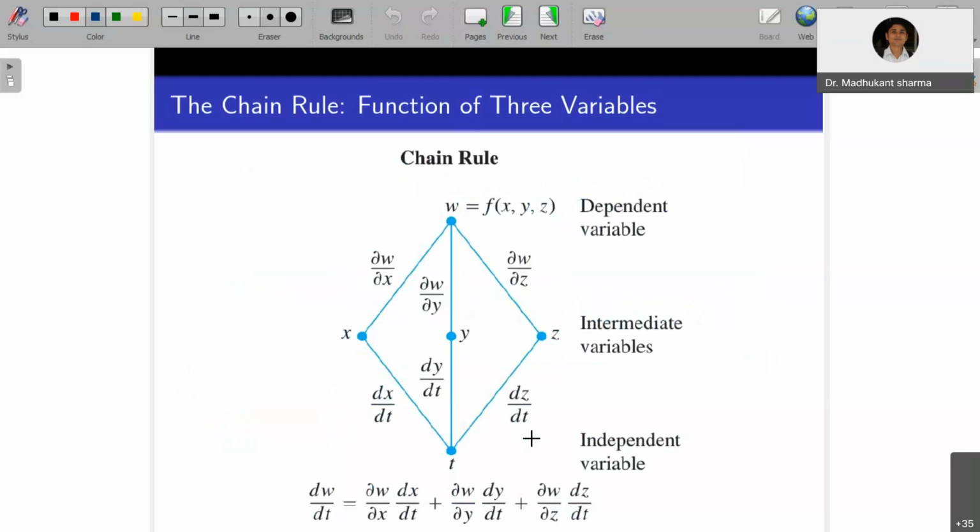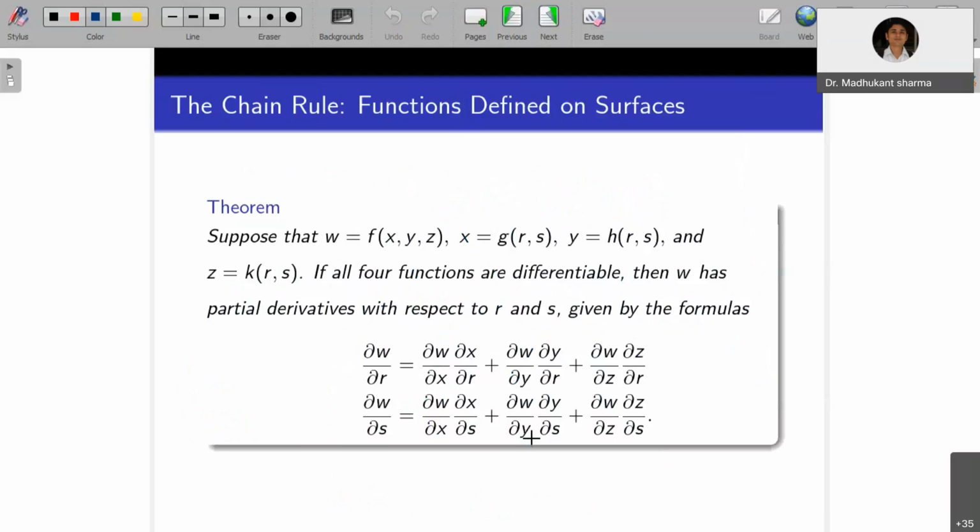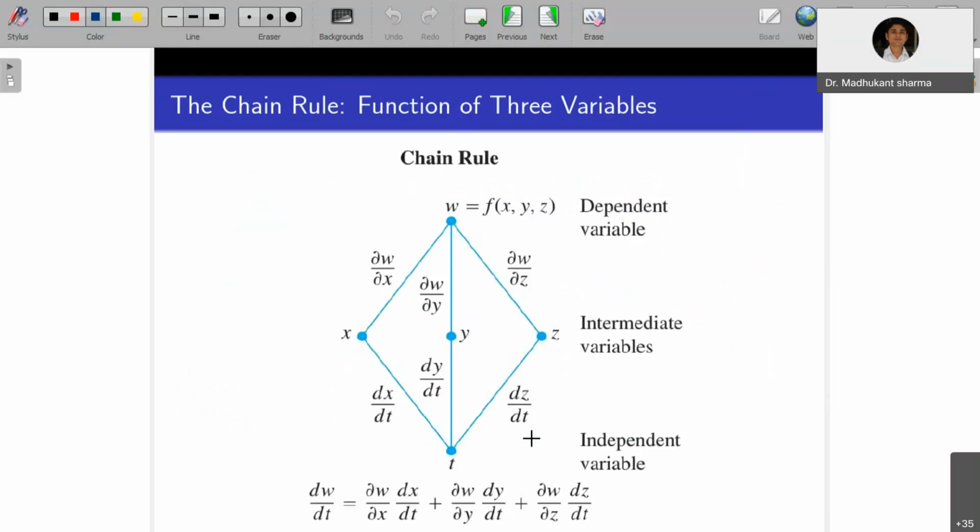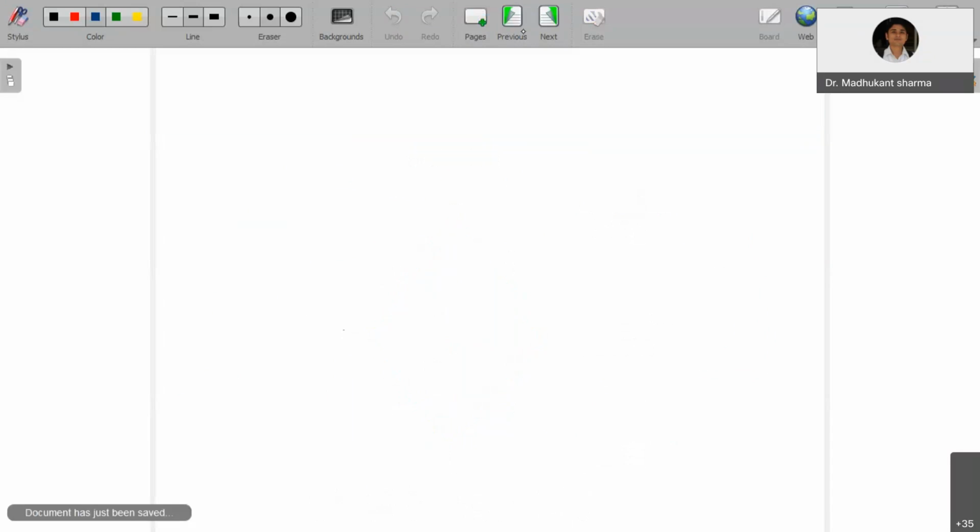Now, this is a chain rule function of 3 variables. I think I need not explain this. It's very clear. Now, just now I have given you a very simple physical interpretation of that composite function, let's say along a curve.